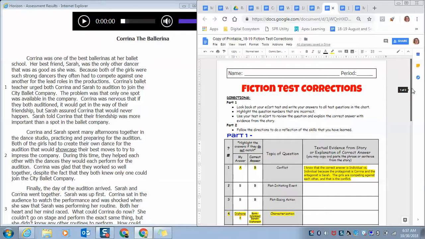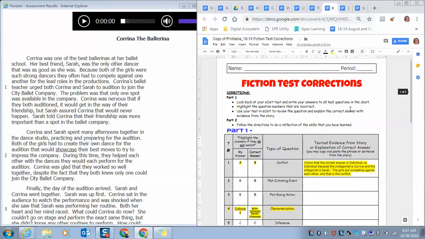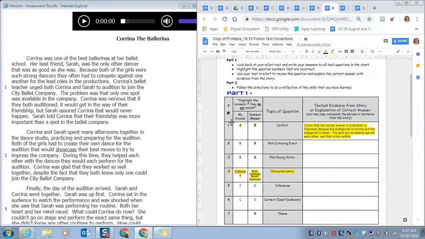at the directions. And they say right here, let's look at part 1 first. Look at your eCart test and write your answers to all test questions in the chart. Highlight the question numbers that are incorrect. And then use your eCart to review the question and explain the correct answer with evidence from the story. So what that means is you are going to take your time, and you can see I started doing this.